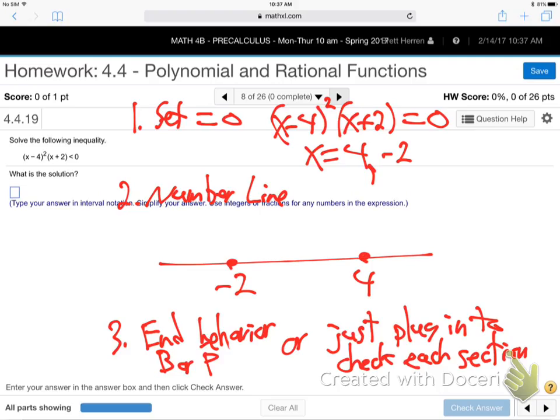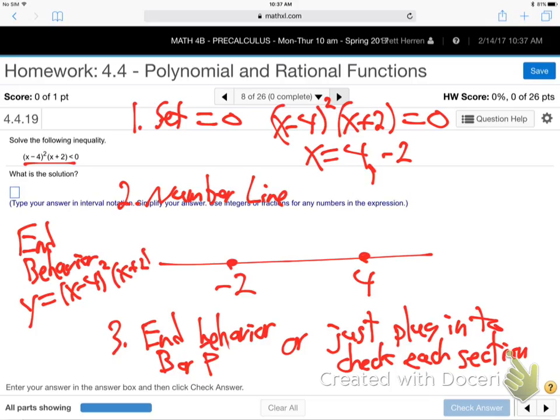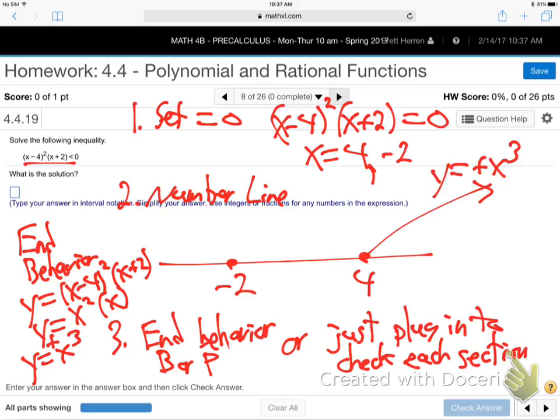What's the end behavior? It's y. And remember what end behavior means? That means if you just FOILed that out, what would be the most powerful term? What would be the front term? You just take the most powerful term here. That'd be x squared, and this would be plain x. So it would be x cubed, which is positive. Positive x cubed. That means it's going up. Y equals positive x cubed.